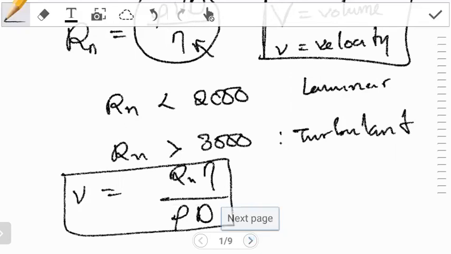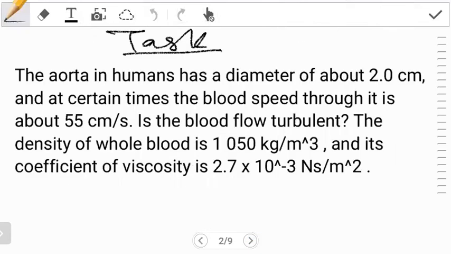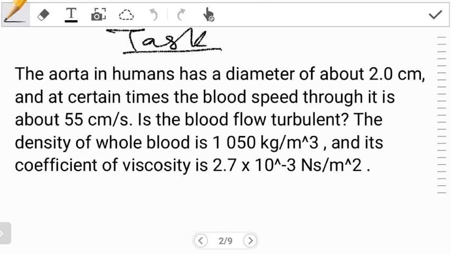You can pause the video and try to work out this question, knowing what turbulence is and the formula for calculating the Reynolds number and how to use it. I hope you will be able to work it out. Okay, now let's quickly go through the question. I hope you had time to try it. Let's quickly work it out together.